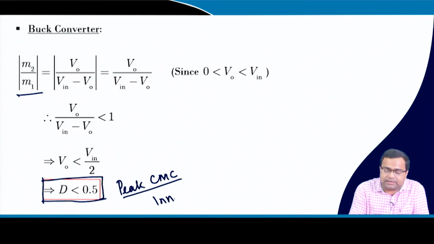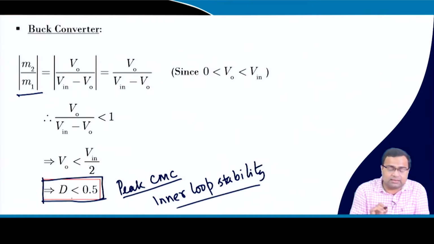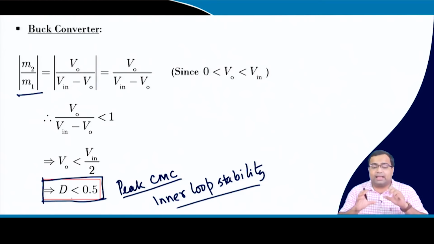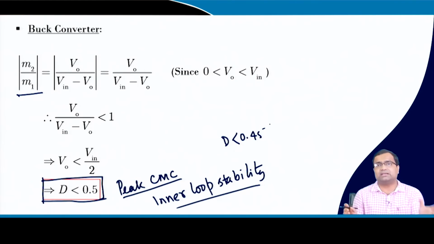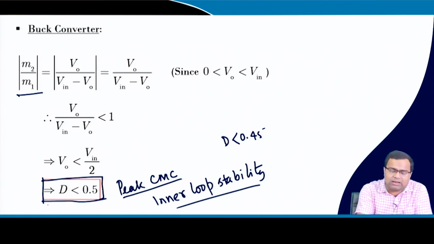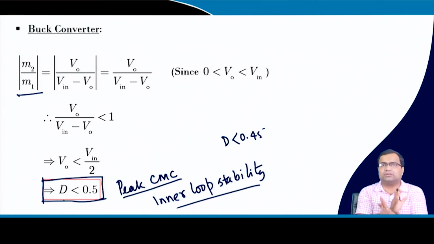the inner loop stability, but this being less than 0.5 is not a sufficient condition, it is a necessary condition. For sufficiency, if you close the outer loop, it may so happen that the overall stability is at a lower duty ratio. That means it can be even less than 0.45 or so, depending upon how you are setting the outer loop voltage controller gain. But only for inner loop stability, the requirement is that it has to be less than 0.5.